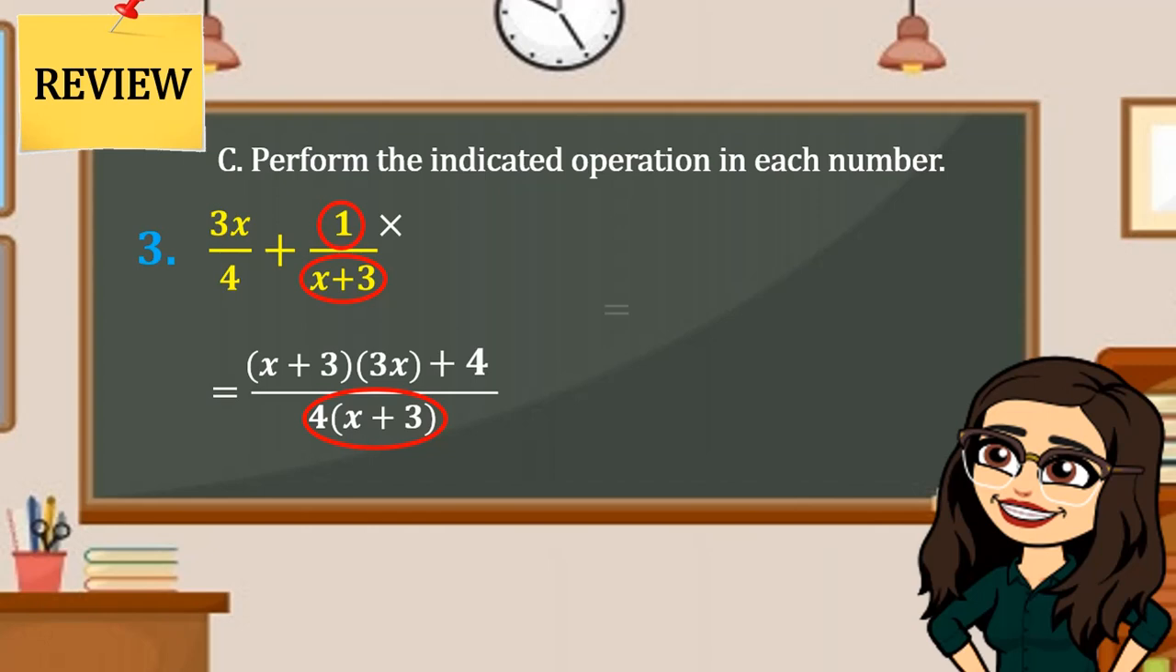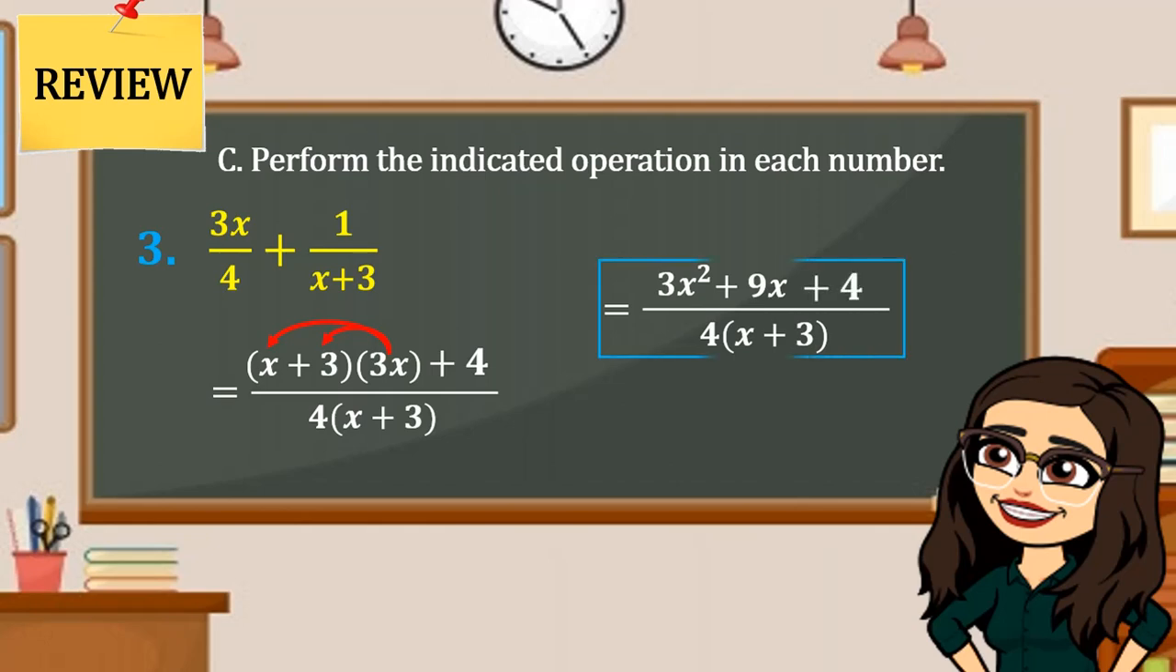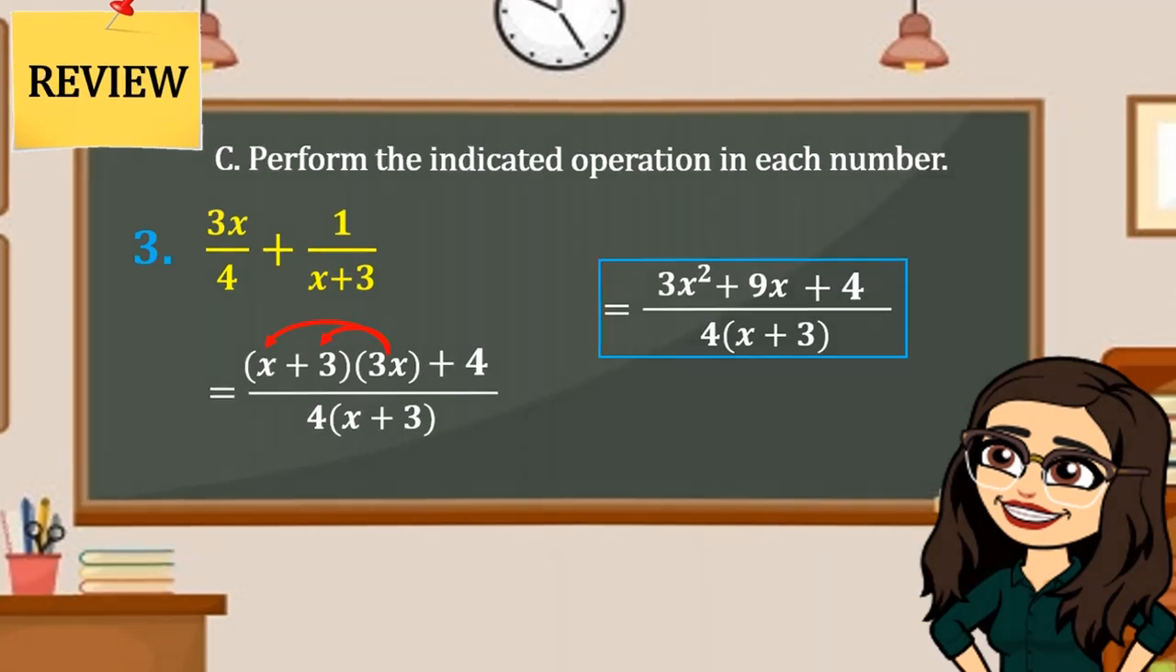Now, let's simplify the numerator. 3x times x is 3x squared. 3x times 3 is positive 9x, and then copy positive 4. And this is now the answer for number 3: 3x squared plus 9x plus 4 over 4 times quantity x plus 3.